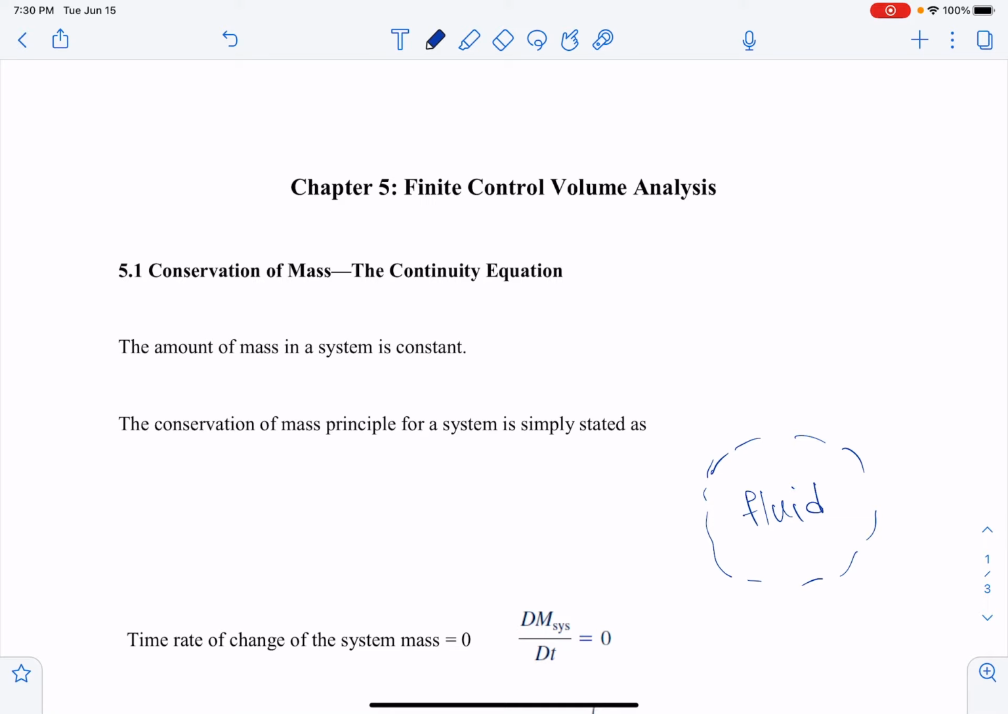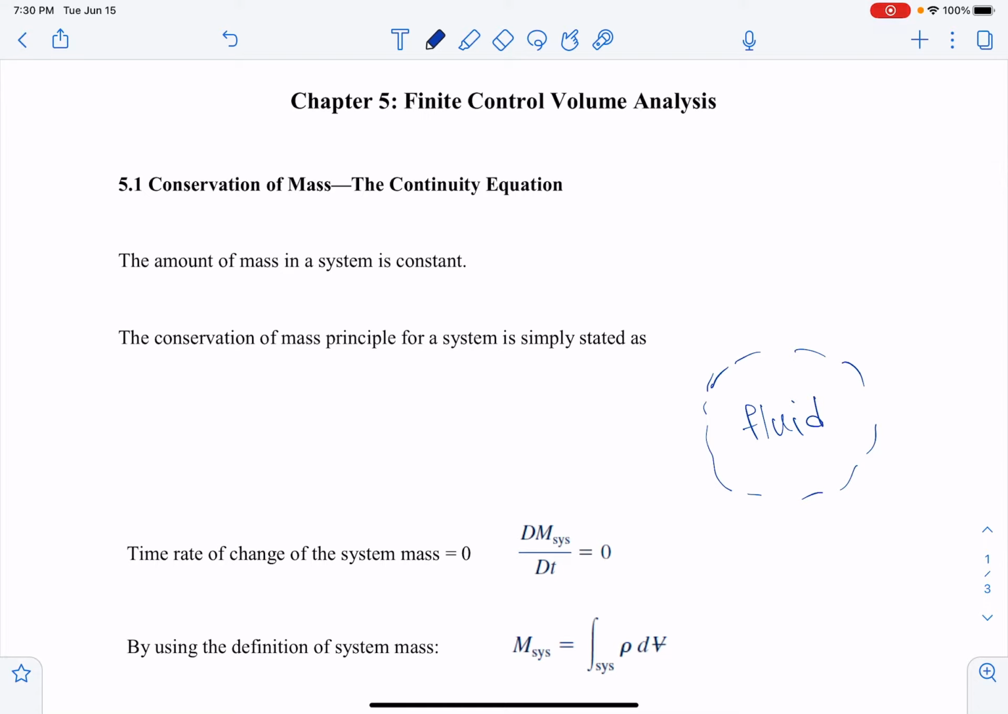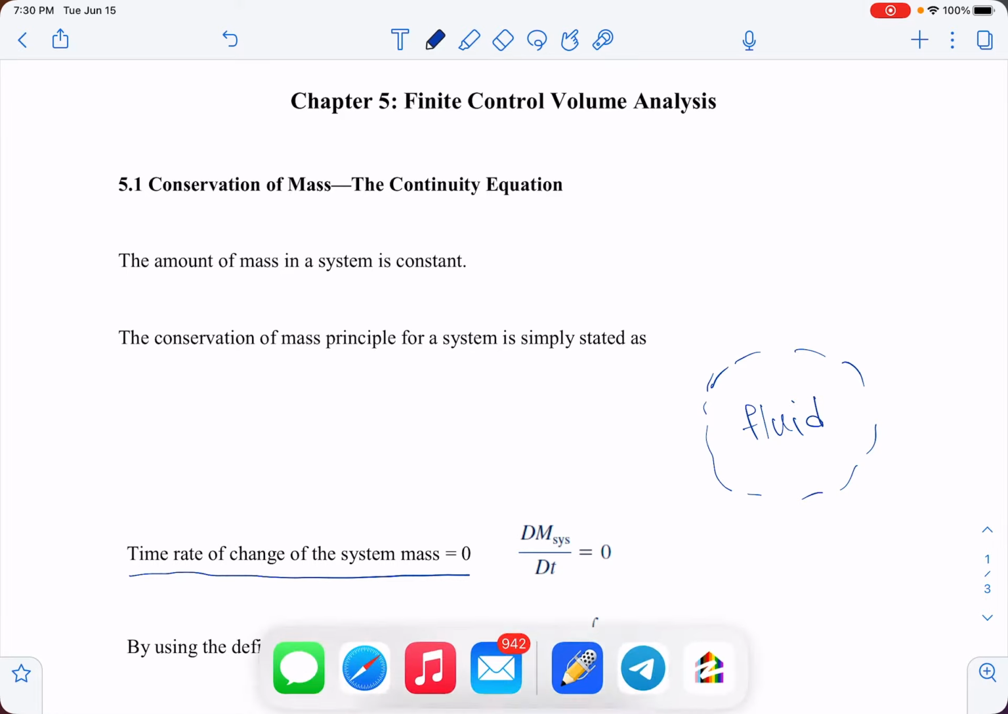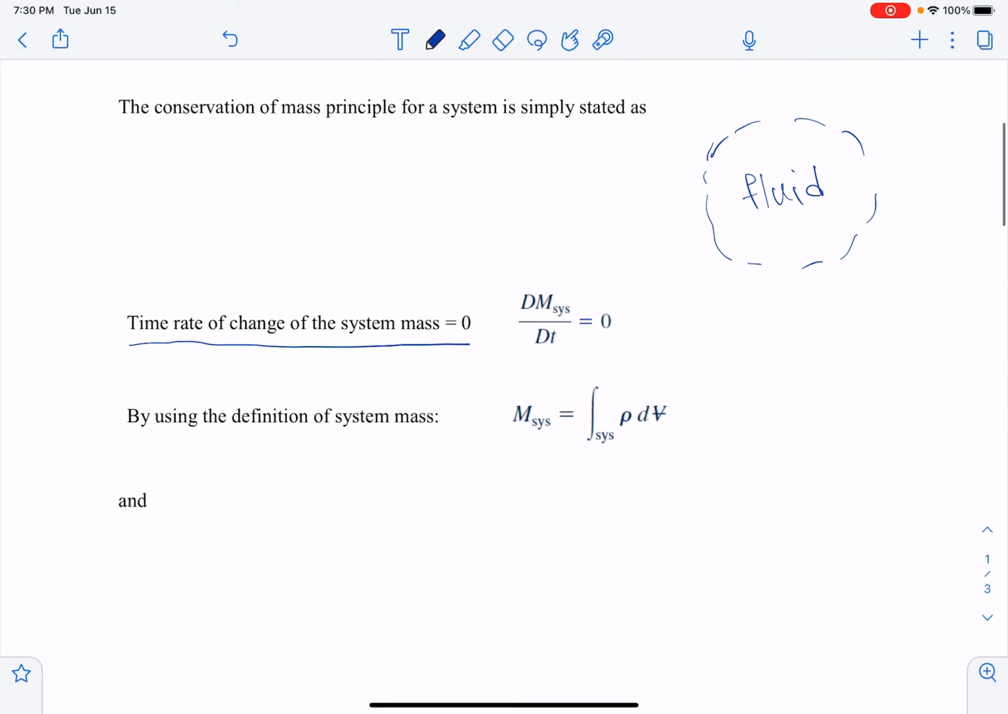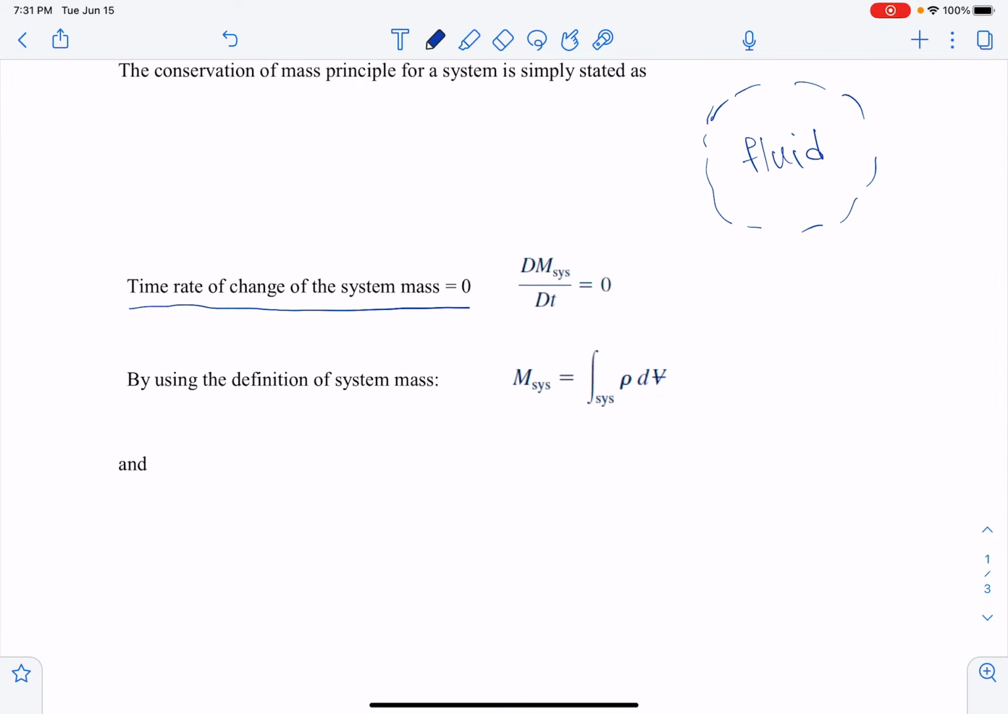So it means the amount of mass in a system is constant, right? This is why the time rate of change of the system mass is equal to 0. This is why we say that the mass is conserved, which we also call the principle of conservation of mass, or continuity. So the rate of change of the system mass is 0.